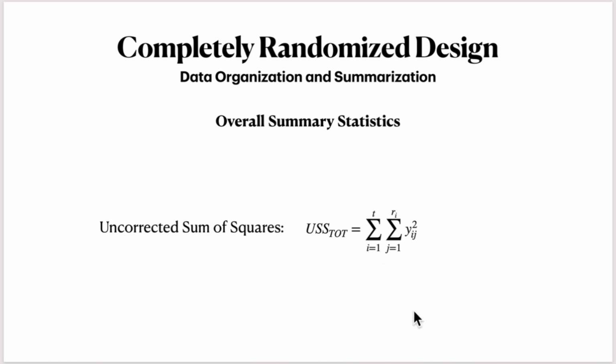So with that in mind, and also with the discussion that we just had, this analogy with the sample variance and how we can think of that calculation in terms of an uncorrected sum of squares minus a correction factor, let's now look at how to do the calculations for an analysis of variance for data from a completely randomized designed experiment.